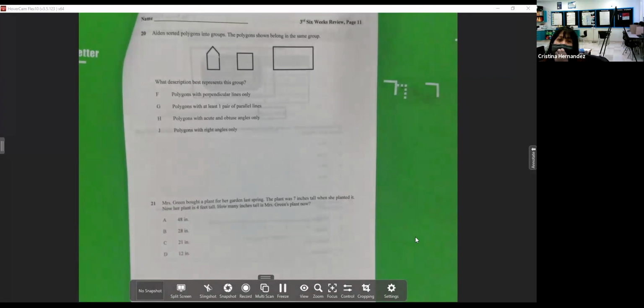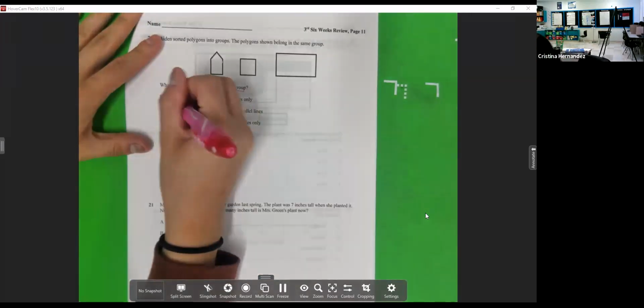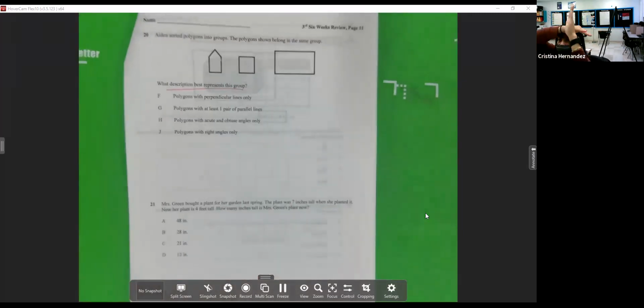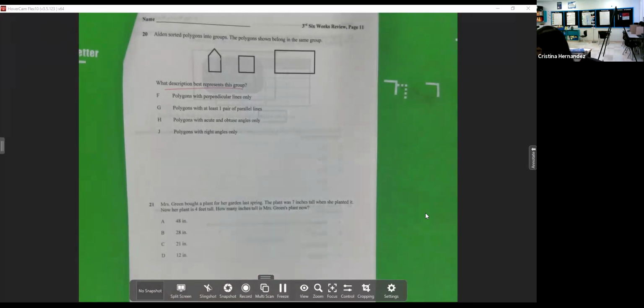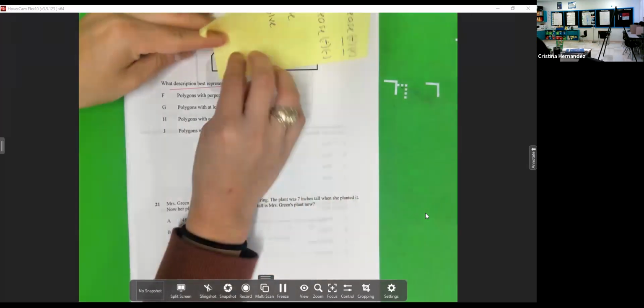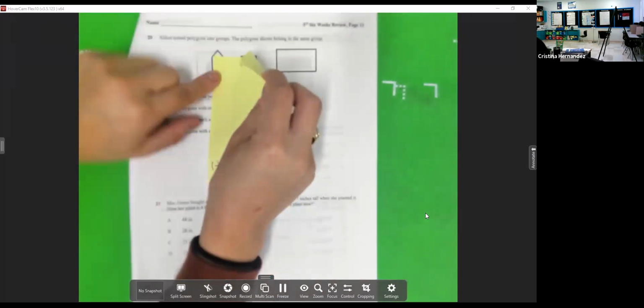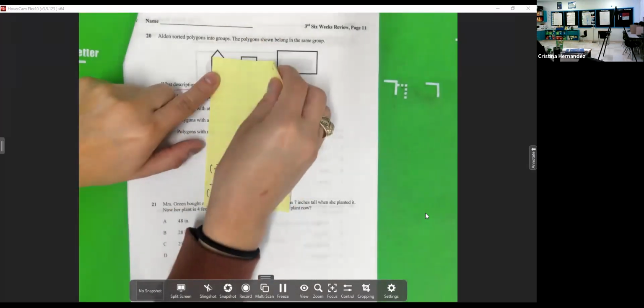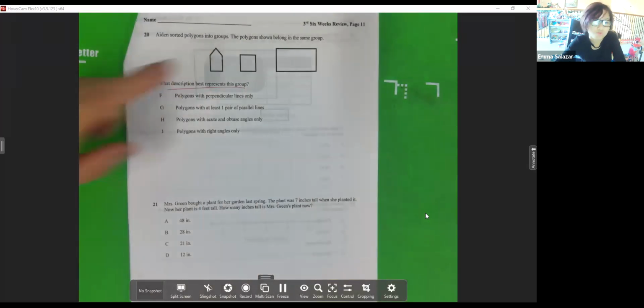Okay, so number 20. Aidan sorted polygons into groups. Remember, polygons have all their sides closed. The polygons shown below belong in the same group. Which description best represents the group? Polygons with only perpendicular lines. Perpendicular lines, remember, make that 90-degree angle. Is that the best description? With only perpendicular angles, that means every one of their angles is 90 degrees. Is that true? Let's see, that's 90. Is that 190 right there that opens up? No, so that can't be true.